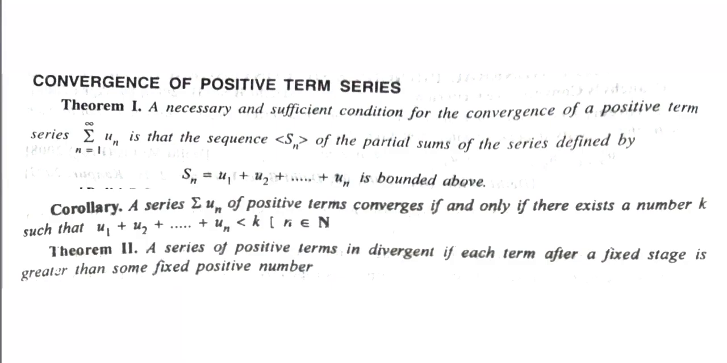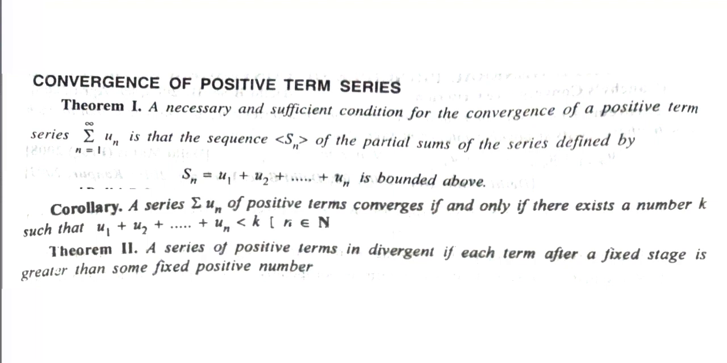Now for the convergence of positive term series, there are certain theorems. And the first theorem is the necessary and sufficient condition for the convergence of a positive term series summation un is that the sequence Sn of partial sums, defined by Sn equals u1 plus u2 plus up to un, is bounded above. Now this gives weight to our second theorem, which is: a series of positive terms is divergent if each term after a fixed stage is greater than some fixed positive number.